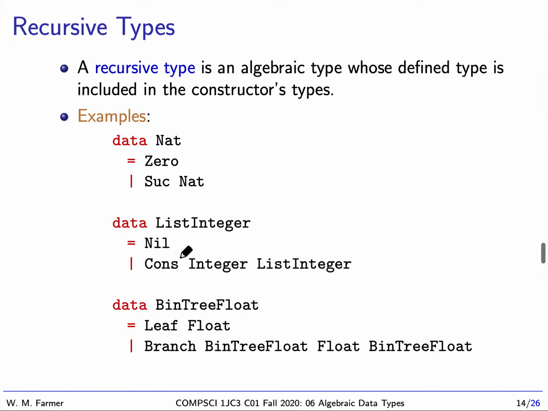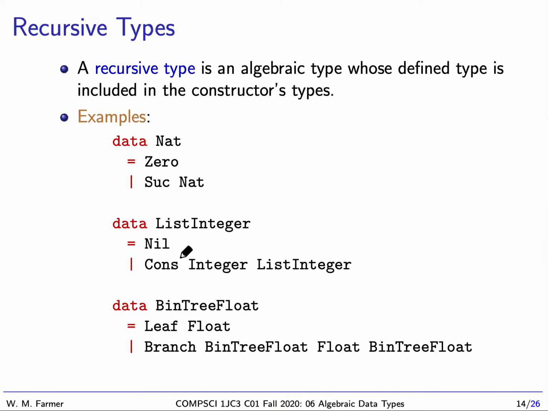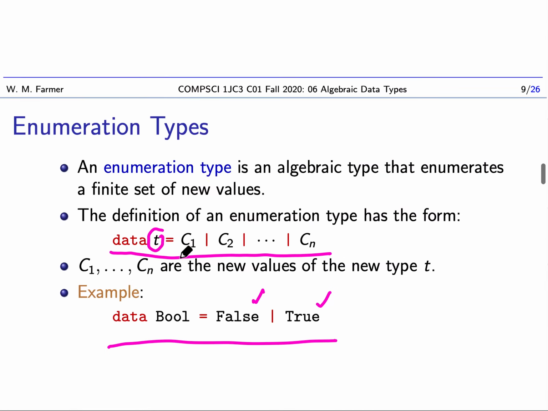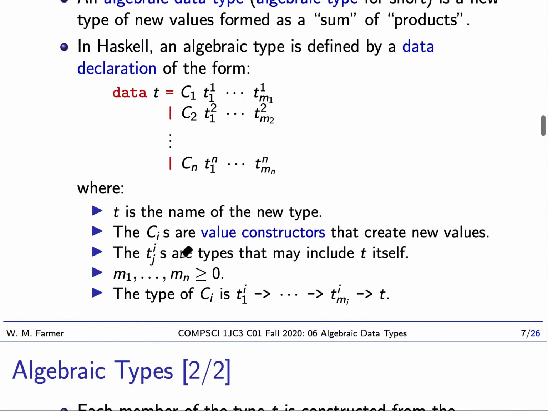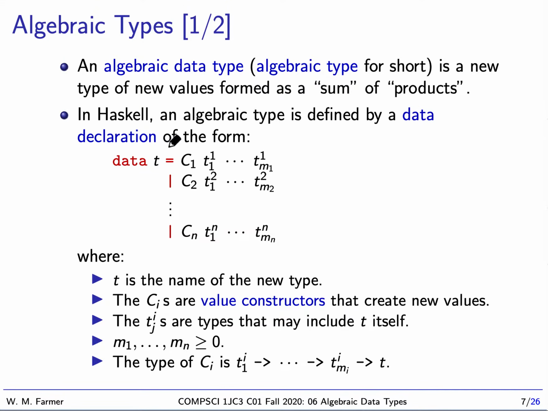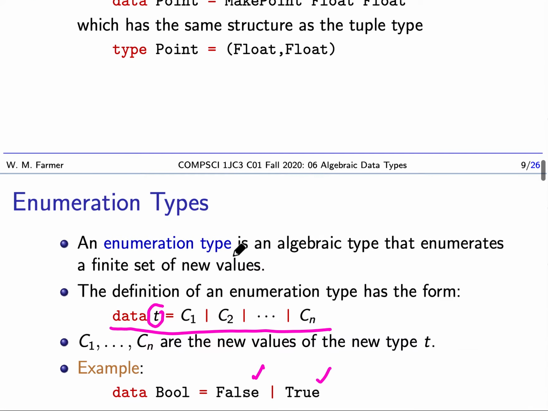Okay, so let's go back and review a bit about recursive types. What is a recursive type? Let's go back to our definition of an algebraic type. So an algebraic type, we define a type T. It's possible for T to be one of these types in here someplace. If so, that is a recursive type, because that means we're defining T in terms of the type itself. Okay, so that's what a recursive type is.